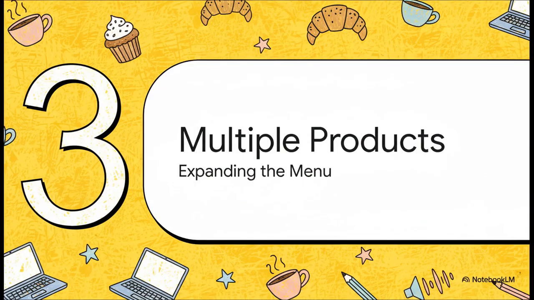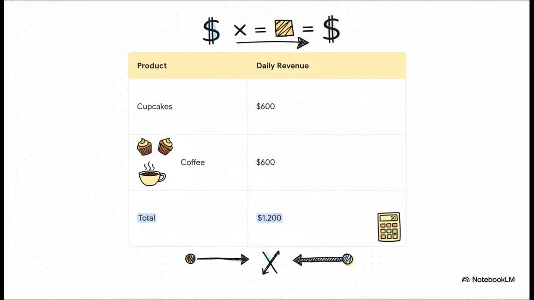But wait a minute. What if your bakery sells more than just cupcakes, right? No problem at all. The logic just gets a little bigger, right along with your menu. All you do is calculate the revenue for each thing you sell one by one, and then you just add them all together. So we already have our $600 from cupcakes. Now let's say you also made $600 selling coffee. You just add the two together, and your total revenue for the day is a very nice $1,200.